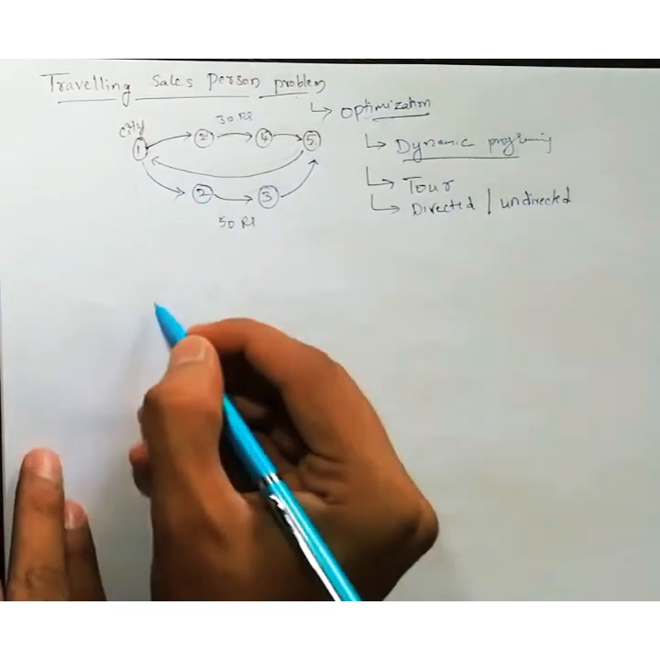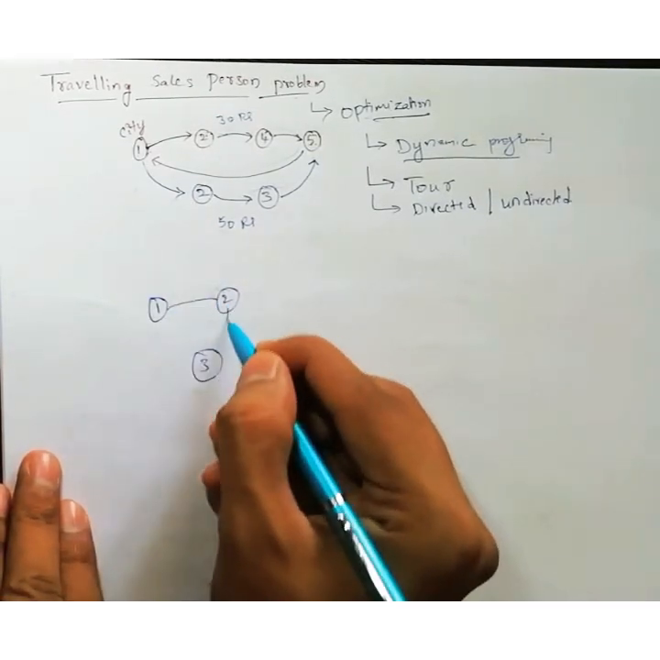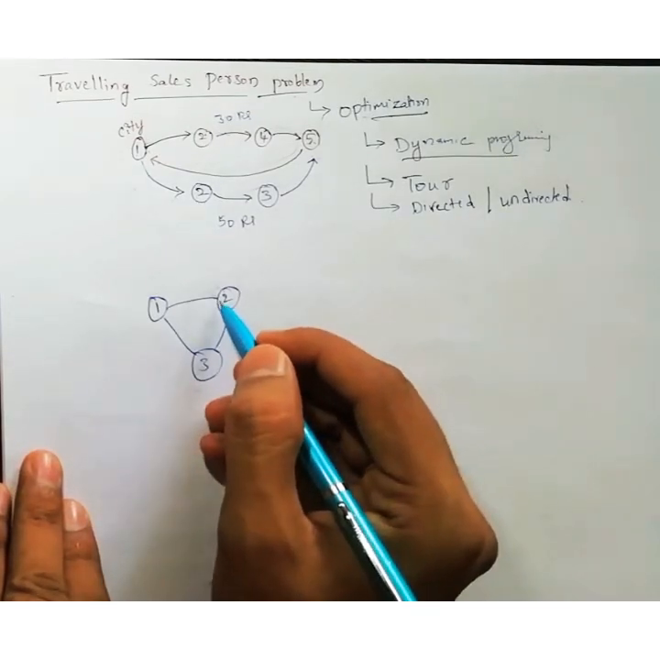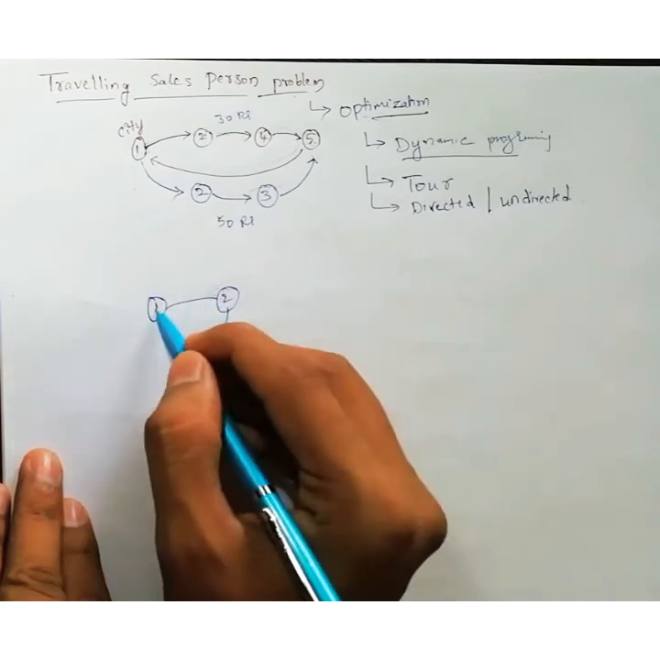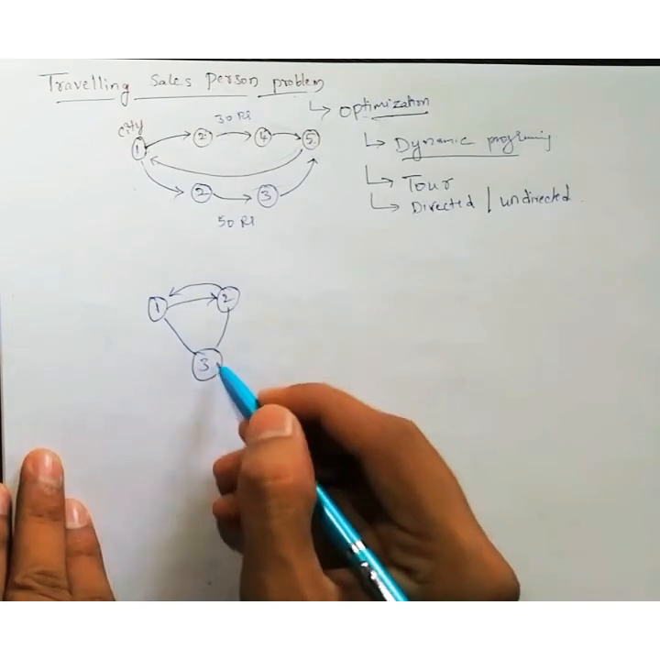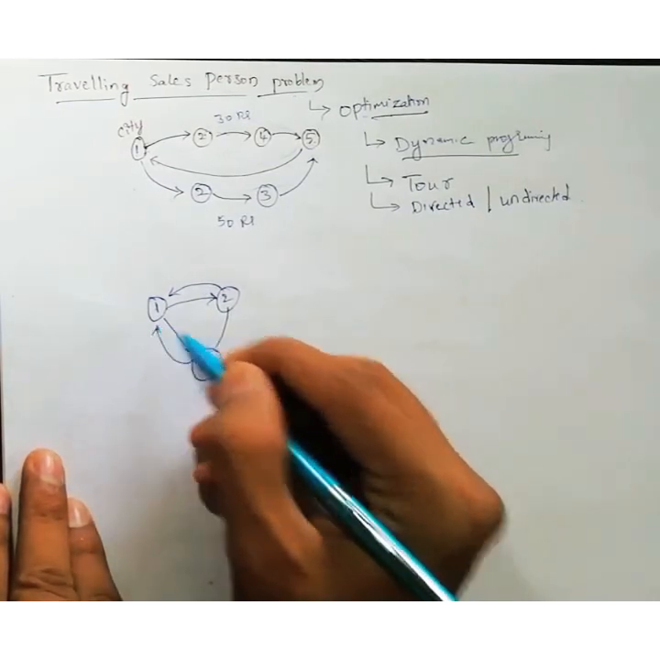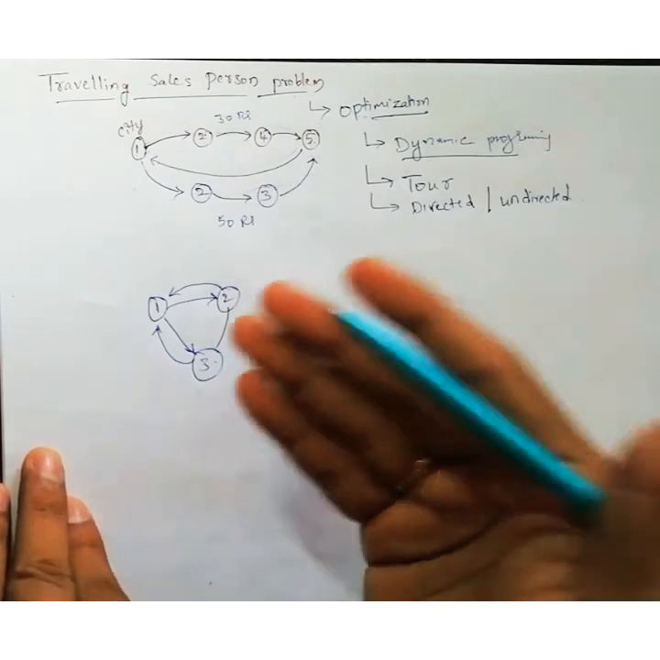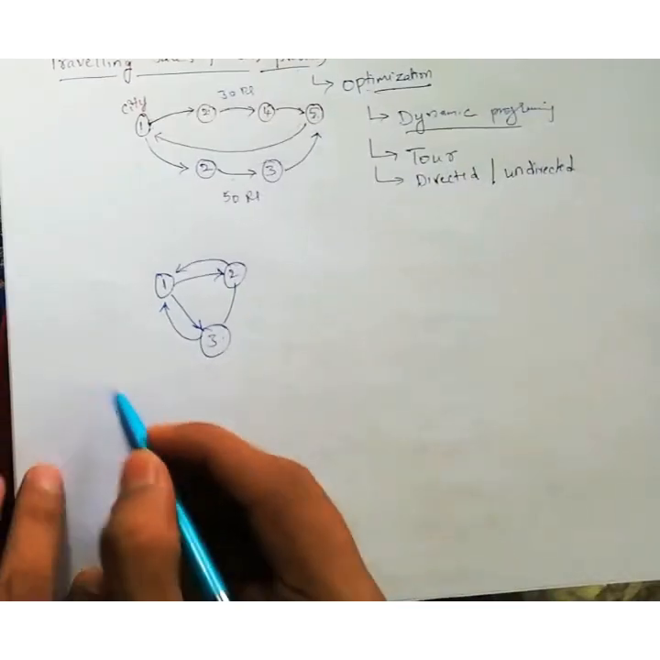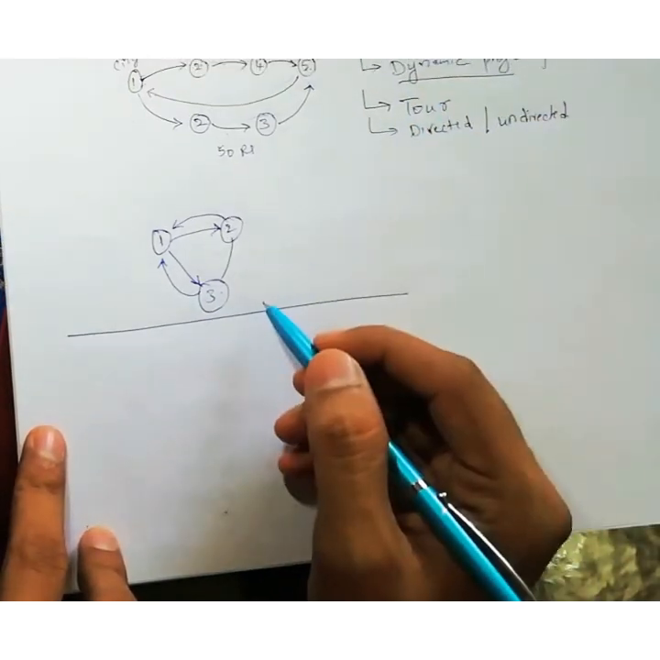For example, if they have not given directions on the edges 1 2, 2 3, what you have to assume is that you have the path from 1 to 2 and also 2 to 1. That means 1 to 2 and 2 to 1. Similarly for 1 to 3, if we don't have directions, it means from 1 to 3 and 3 to 1. So you have to convert undirected to directed and you can solve the problem. Now we will take one small example and see how to solve it by using the dynamic approach.